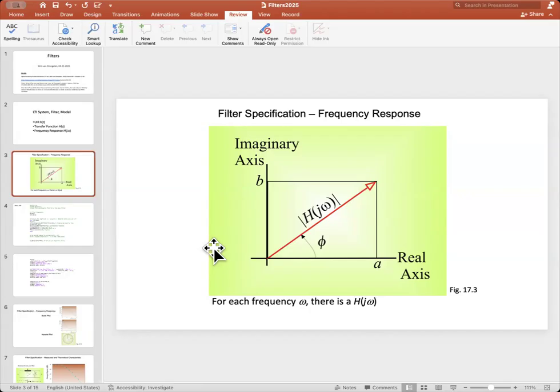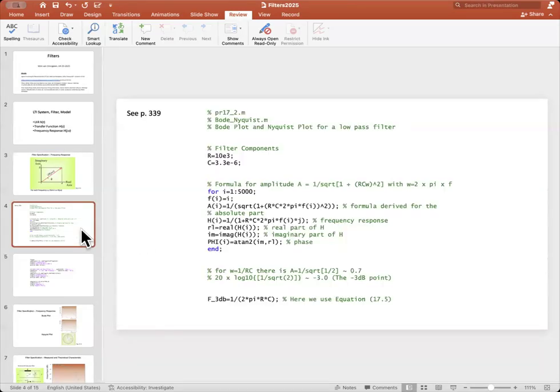I mentioned, and that's where I ended last lecture, that we can present this in a Bode plot or in a Nyquist plot. And in the book, I'm using a MATLAB routine to do that. And these MATLAB routines you can download, as you know, from the book's website. And you can run this.